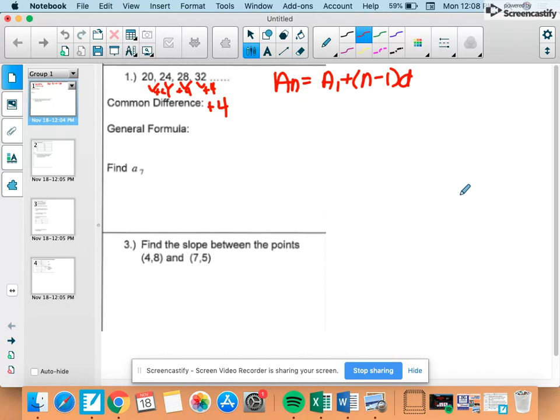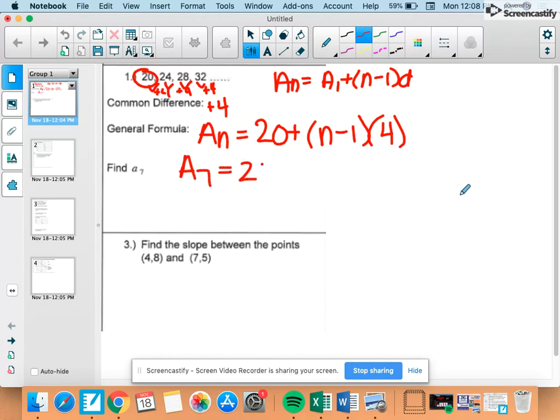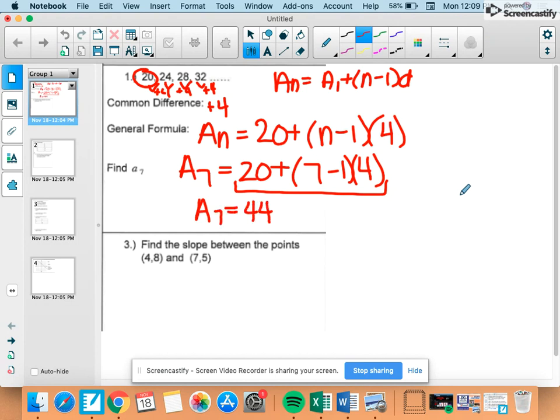Then I'm going to fill in the formula. So a_n equals a_1, my first term, so 20 is the first term. Then (n minus 1) times the common difference, which is 4. So that is just the general formula for that pattern. And then we're going to find a_7. What that means is I'm going to plug 7 in for n and solve. If you type this into the calculator, we get that a_7 equals 44. So the seventh term is 44.